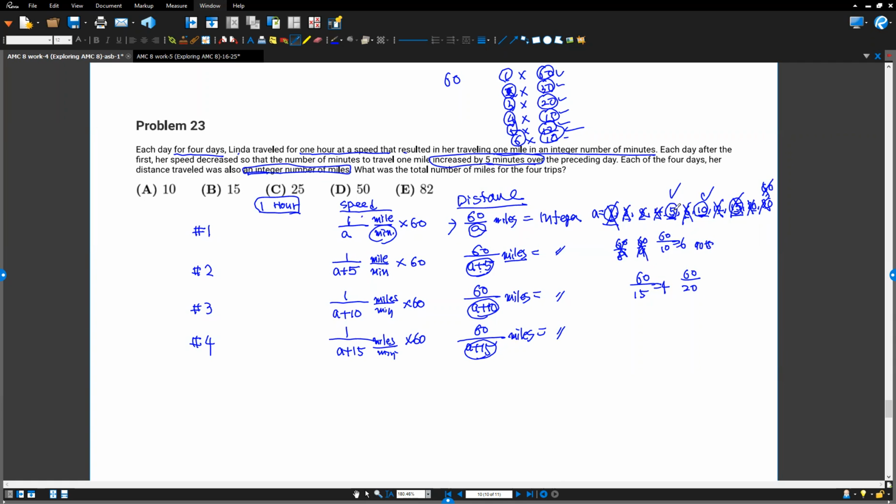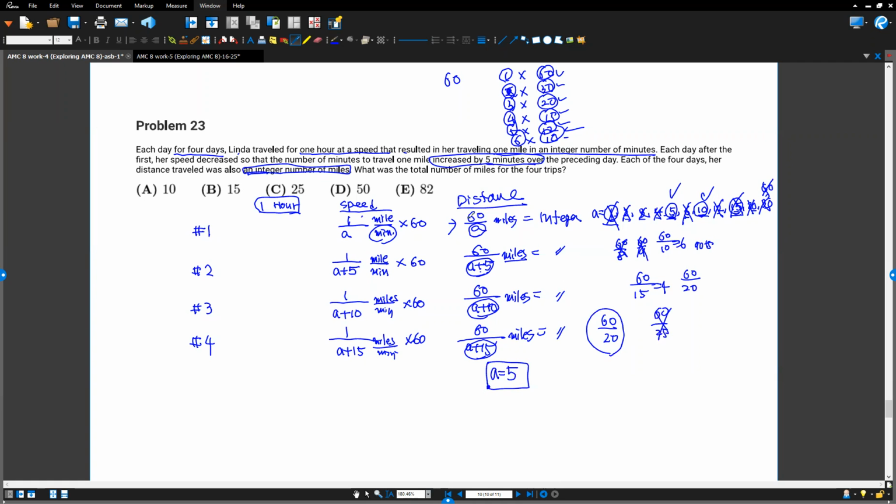Now add 15. 5 plus 10 is what? Yeah, 5 works. 20, 60. So 10 plus 5, 15 plus 10 is 25, 60 is not an integer. This is only one integer. So A should be equal to 5. You can check it out.